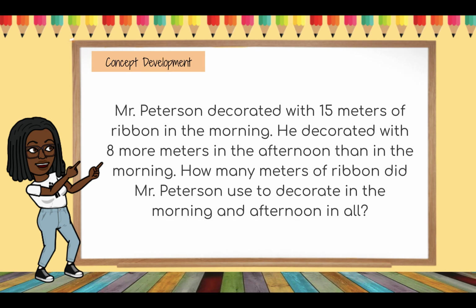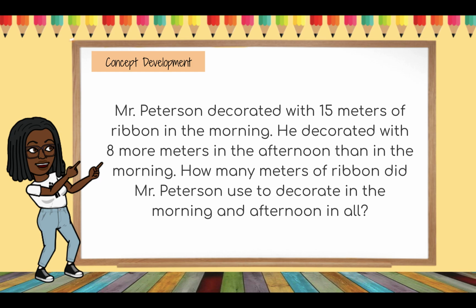The first one says, Mr. Peterson decorated with 15 meters of ribbon in the morning. He decorated with 8 more meters in the afternoon than in the morning. How many meters of ribbon did Mr. Peterson use to decorate in the morning and afternoon in all?